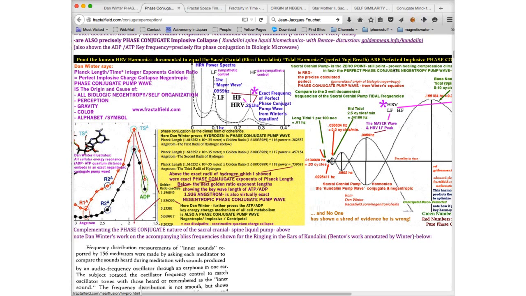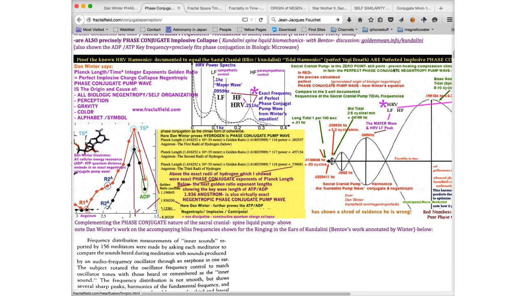here are the exact frequencies of heart rate variability, HRV, LF, and HF. It turns out that these two classic peaks, remember, everyone's heart rate on the planet seems to agree on one thing, LF and HF, heart rate variability, low frequency, high frequency. And those two frequencies, 0.959, which is really 0.1 hertz, called the Meyer wave, and 0.251, guess what? Almost exact or exact golden ratio times Planck time. So the heart is using phase conjugate negative negentropic collapse.